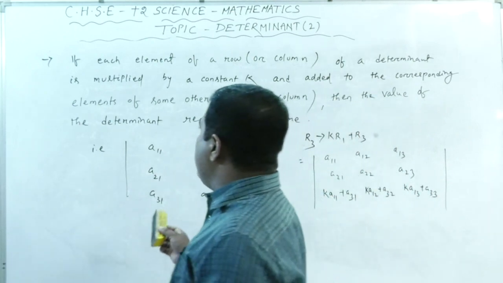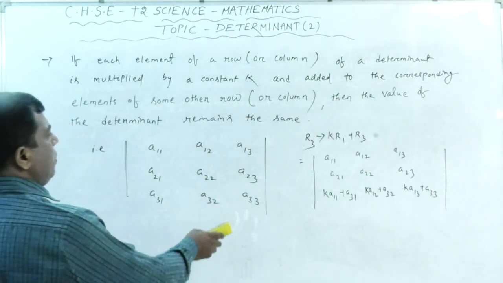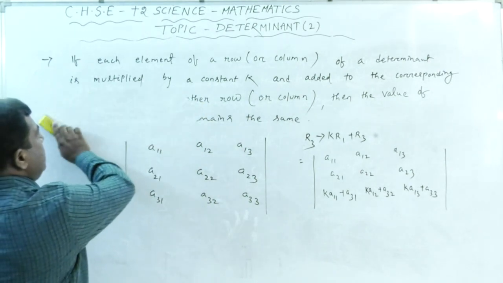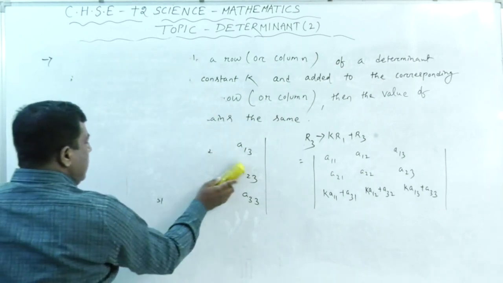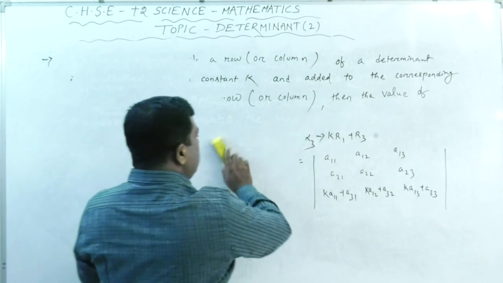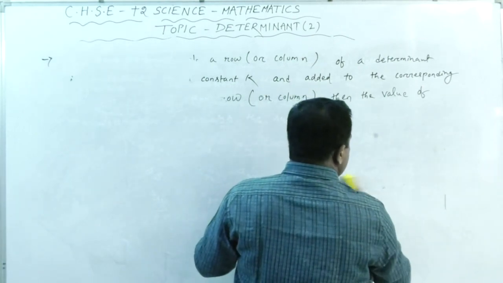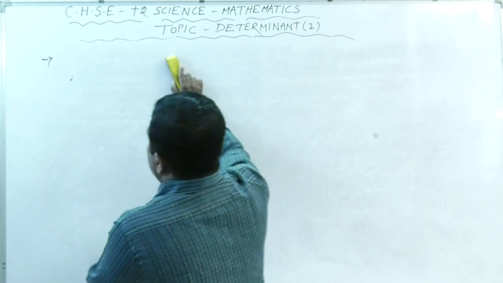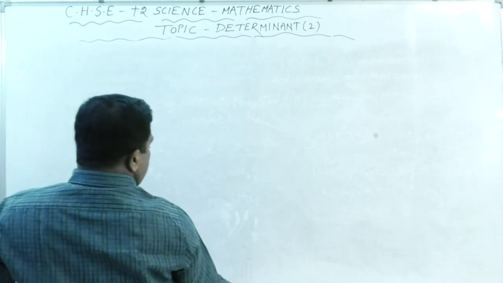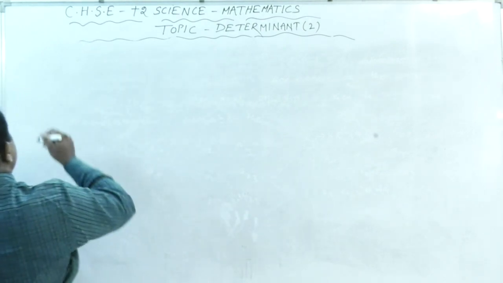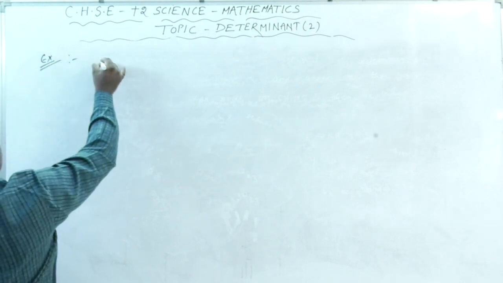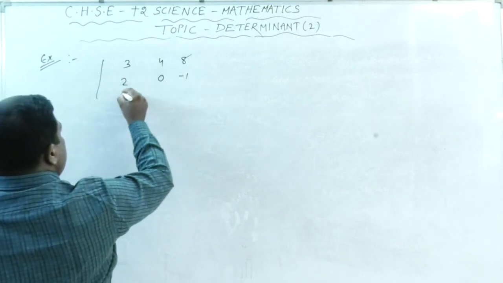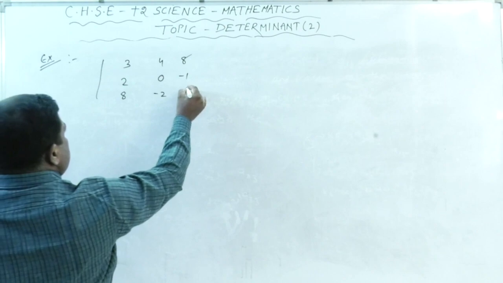Clear, dear students? Now we are going to go for an example of this property. Let us take a determinant of any order. For convenience, let us take a third order determinant. Suppose it is 3, 4, 8, 2, 0, minus 1, 8, minus 2, 6.